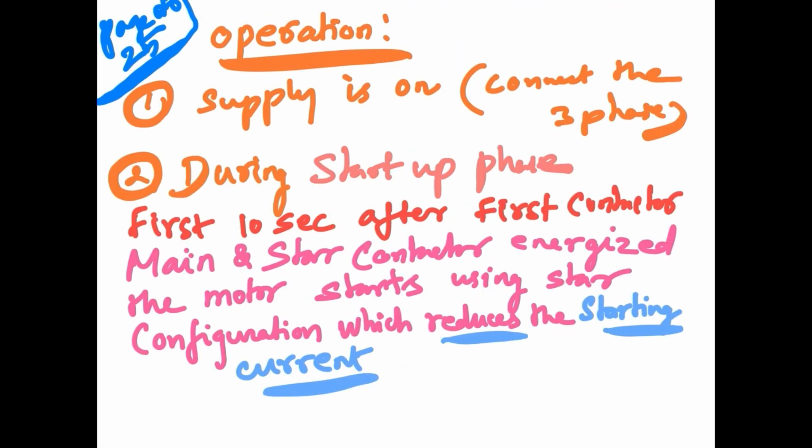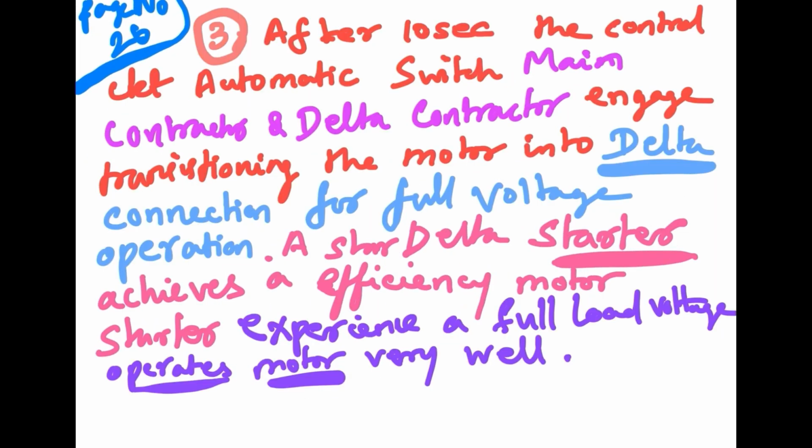Operation. Supply is on. Connect the 3 phase. During the startup phase, for the first 10 seconds after the first contactor, main and star contactor, energizes, the motor starts using star configuration, which reduces the starting current. After 10 seconds, the control circuit automatically switches off the star contactor and the main and delta contactors engage, transitioning the motor into delta connection for full load operation. A star delta starter achieves an efficient motor starter, experiences full load voltage, and operates the motor very well. The performance is very good.